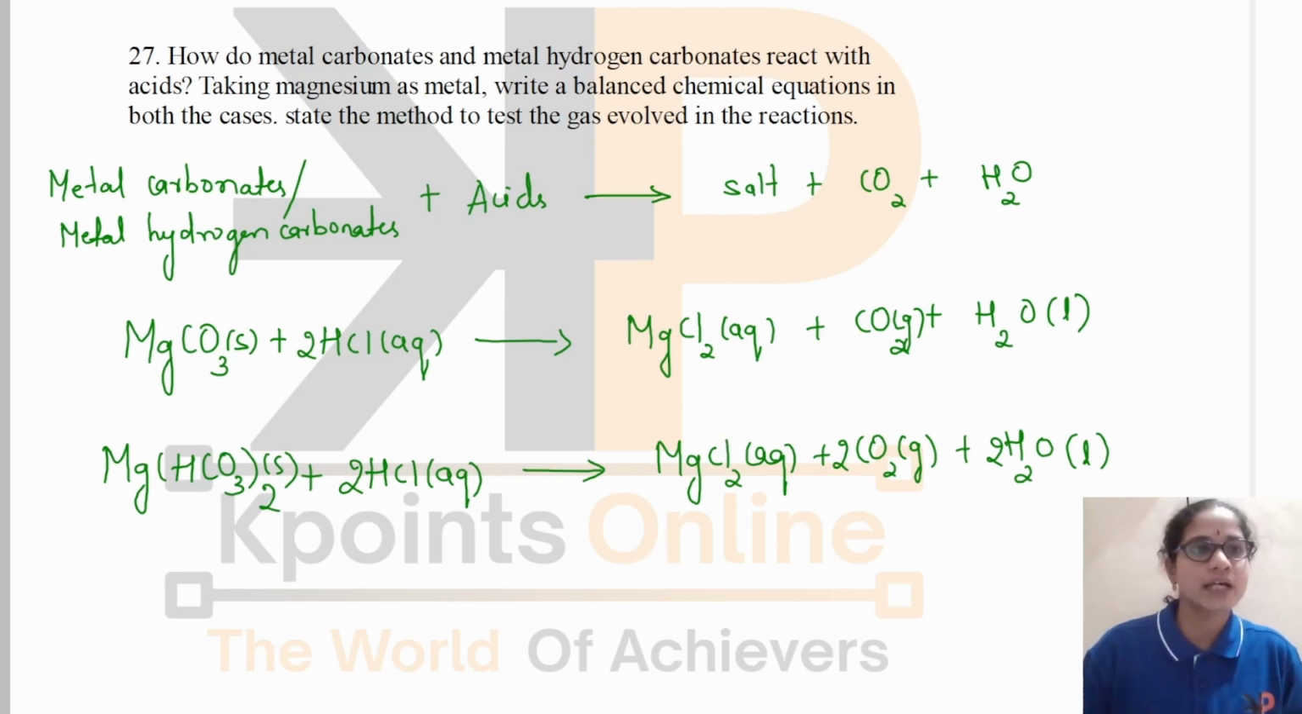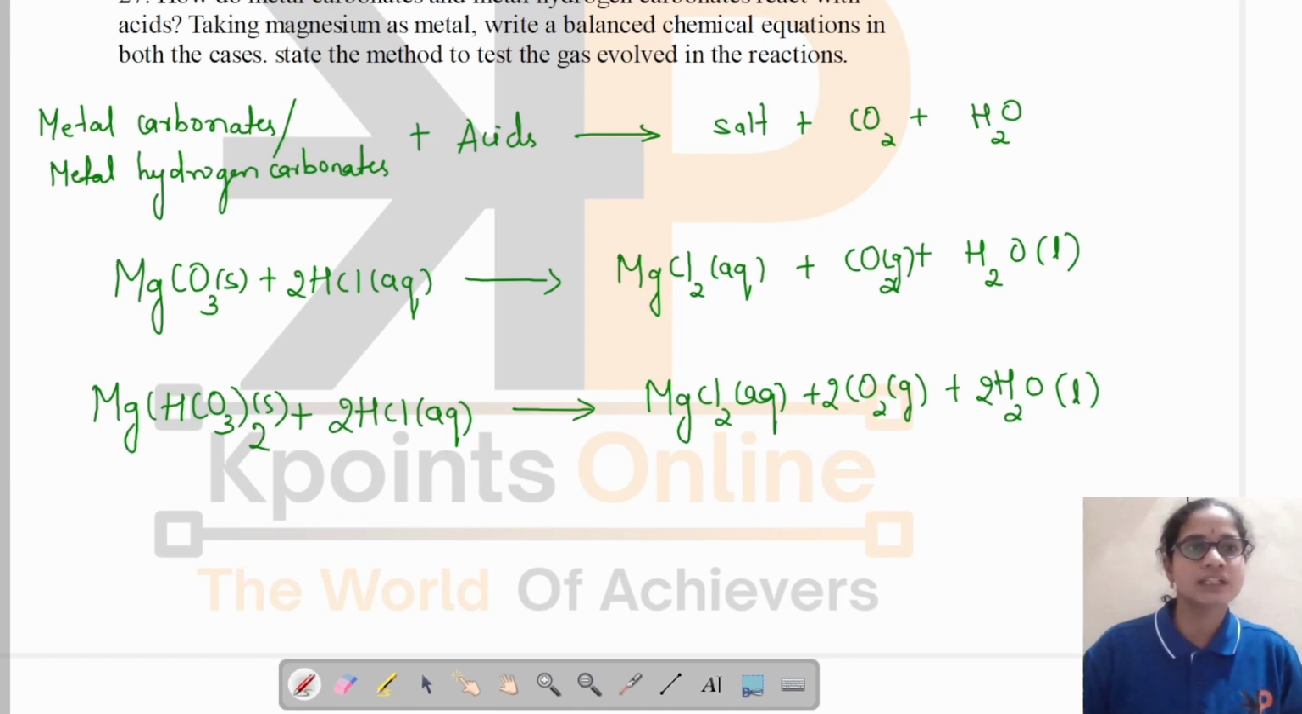Okay. And also they have asked that we have to mention the test for the gas evolved in the reaction. Here you can see clearly that carbon dioxide gas is released. How to test the carbon dioxide gas? We all know that when carbon dioxide gas is passed through lime water, it will turn lime water milky.